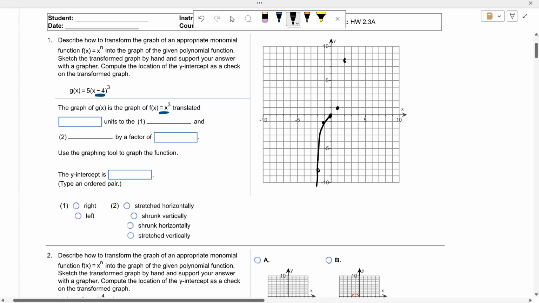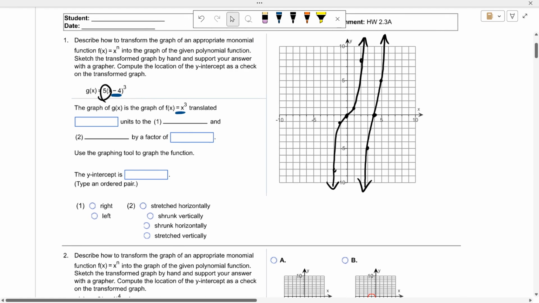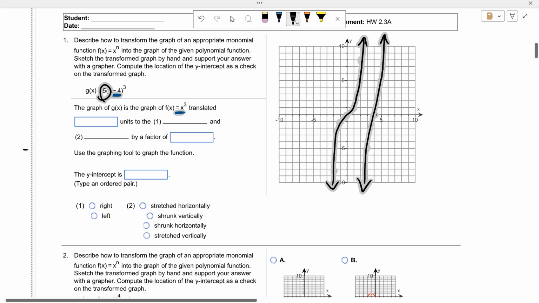The original graph is like this, and I think they'll maybe have you graph both of them. I don't remember. So you'll go to the right 4, and then what does the 5 do to it? Makes it 5 times, stretches it 5 times in the y direction, makes it 5 times skinnier and taller. Okay, so the graph is translated 4 units to the right and stretched vertically by a factor of 5.